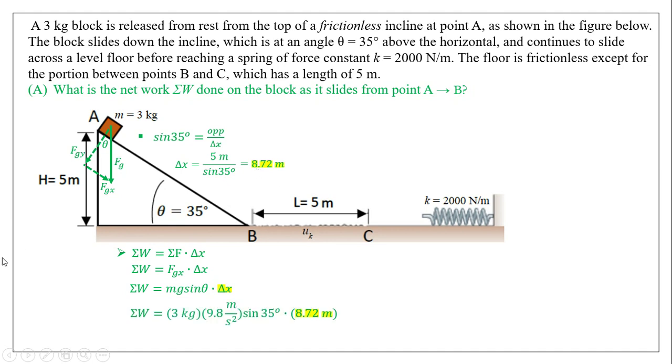Keep that in mind. Now that I know delta x, I'm just going to go ahead and substitute everything in. m is 3, g is 9.8, sine here is 35 degrees, and delta x, the length of the ramp I just found, is 8.72 meters. If you simplify it on your calculator, you should get about 147 joules. And that is the answer to part A.